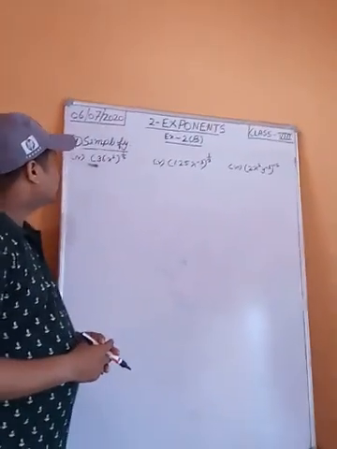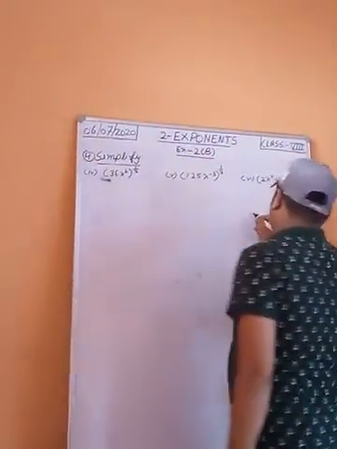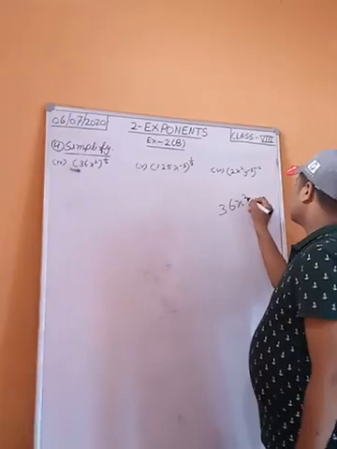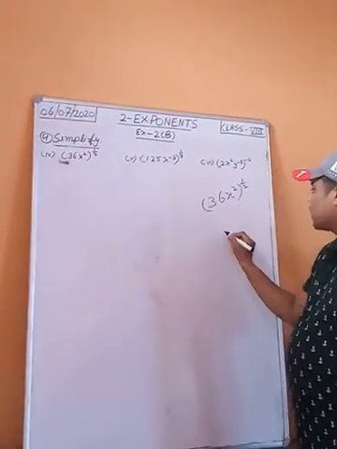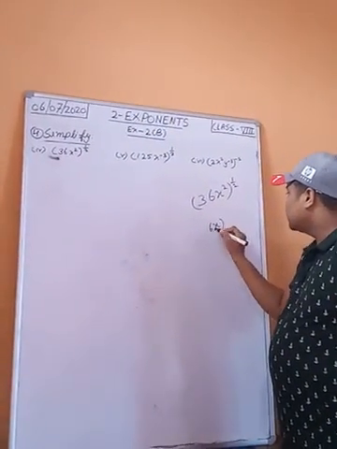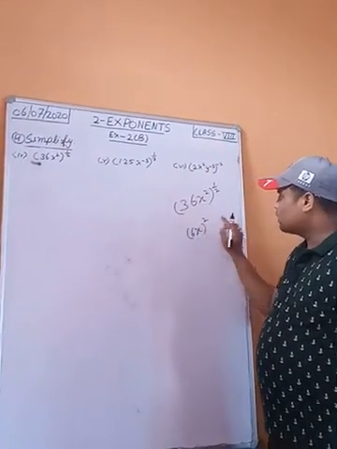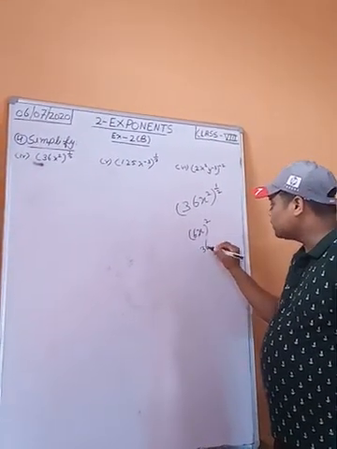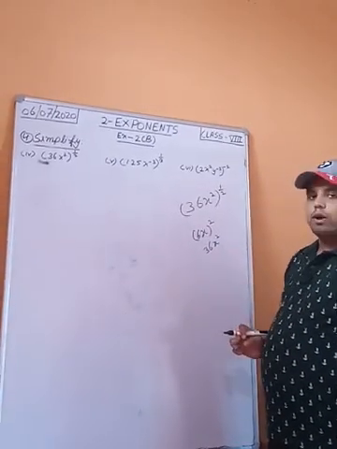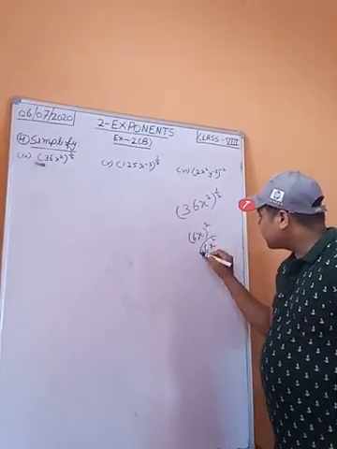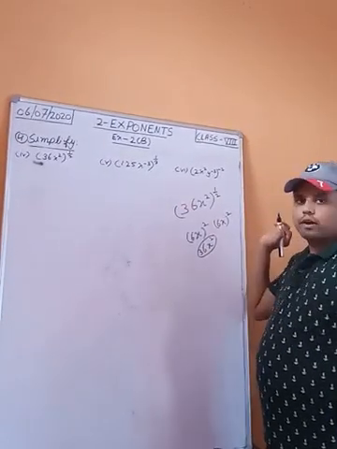36x square, then whole power 1 upon 2. See, it is written like this. 36x square, then its power 1 upon 2. For 36x square, we can write 6x whole square. When we will open the square of 6x whole square, so 6 6s are 36, then x square. We will get this 36x square. So in place of 36x square, we can write 6x whole square.